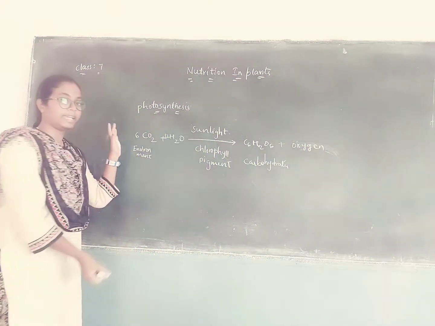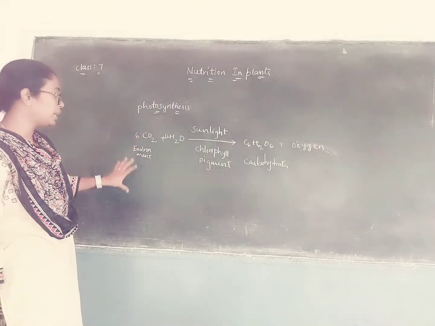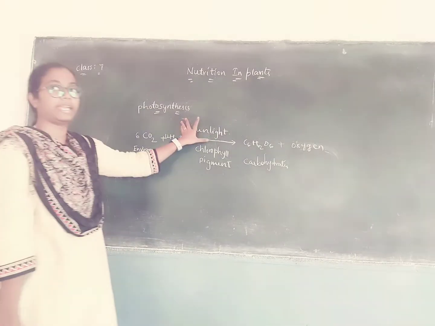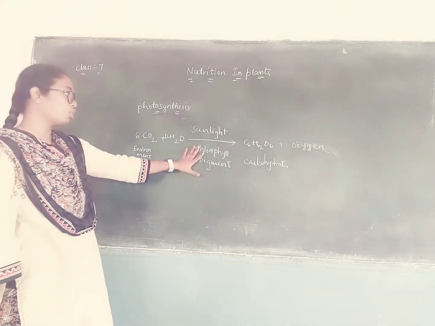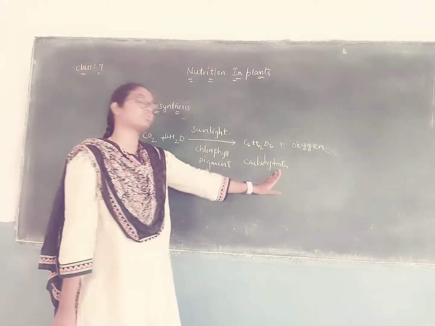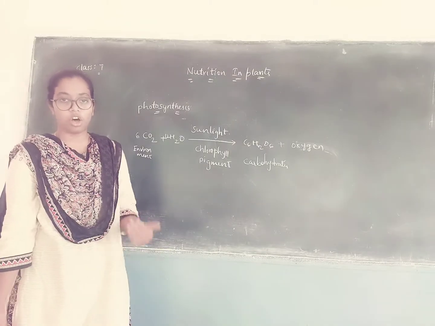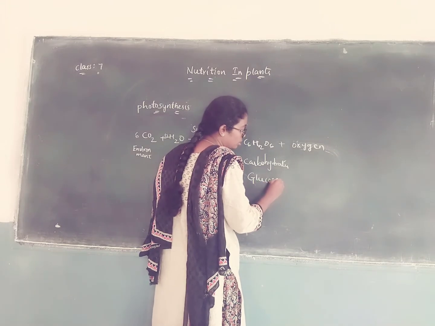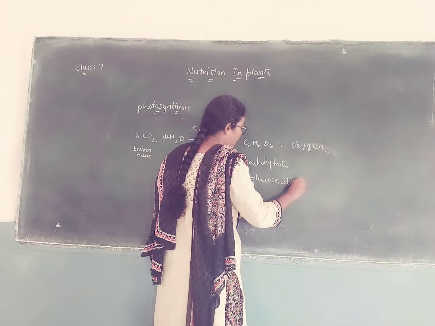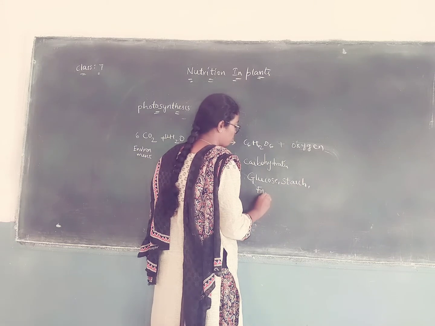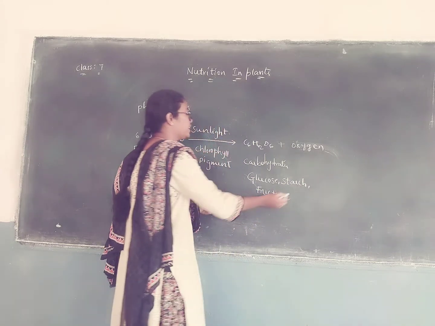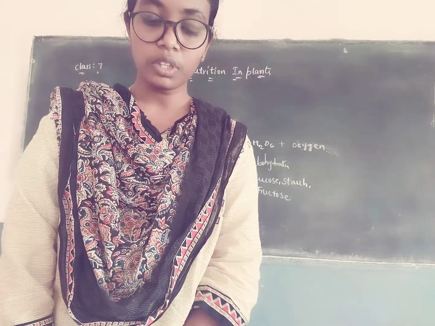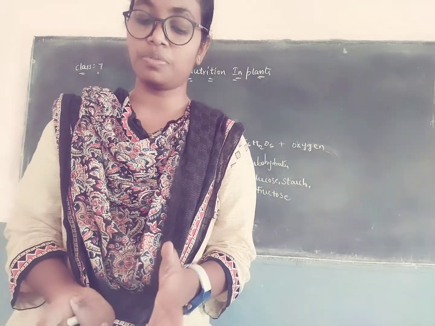First they will take in CO2 from the environment and combine it with the water molecule in the presence of sunlight. By using chlorophyll pigment, they will produce carbohydrates and oxygen. Carbohydrates such as glucose, starch and fructose. Okay, these are the carbohydrates synthesized by the plant. Where does water come from?